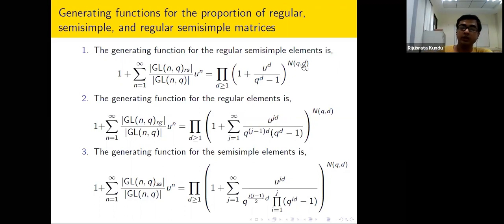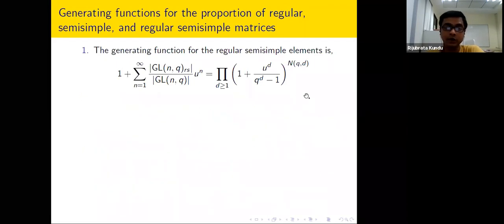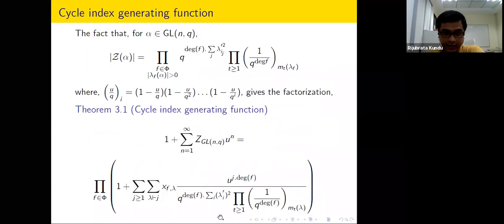Right? Now, how do we get it? So let us see. This is a clear application of this cycle index. So let me go back once more to this thing. Now recall that what we need for the regular semisimple element: the partition lambda has to be just the trivial partition of 1.